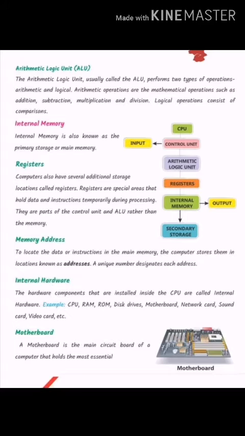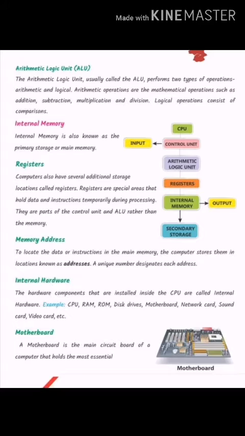Memory address. Computer stores the data or instructions into the computer's main memory at different locations, and these locations are known as addresses or memory addresses. A unique number is designated to each and every location, and that is why each and every location or address is different in memory.